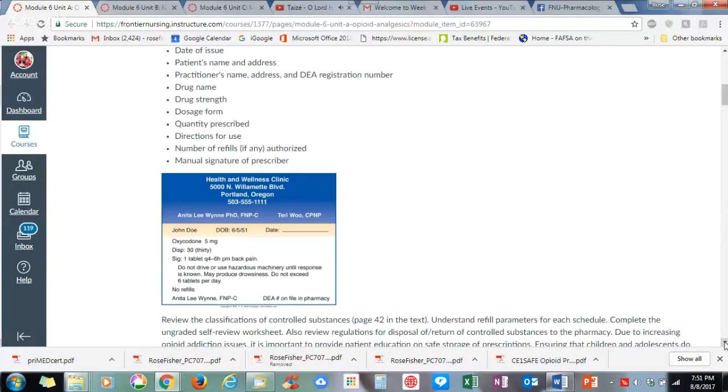That covers state requirements. Now you need to be sure you understand federal requirements. In order to prescribe scheduled drugs, you must have a DEA number. Go to the DEA website and review how to obtain your DEA number. The following information must be provided when prescribing a controlled substance: date of issue, patient's name and address, practitioner's name, address, and DEA registration number, drug name, drug strength, dosage form, quantity prescribed, directions for use, number of refills, if any, that are authorized, manual signature of prescriber.